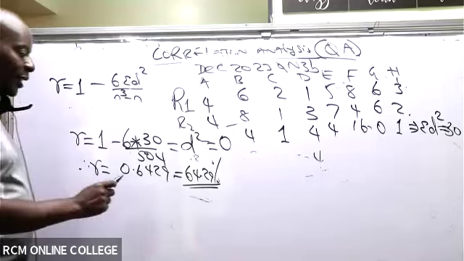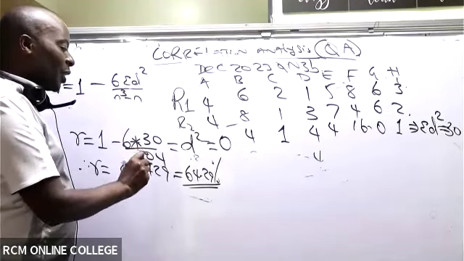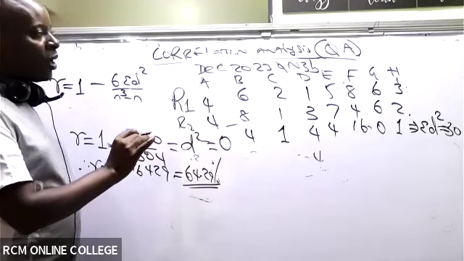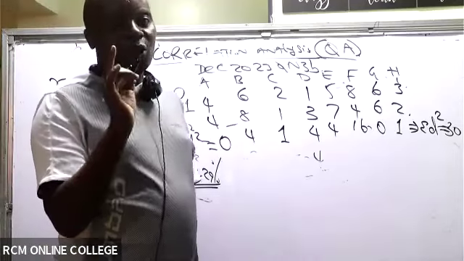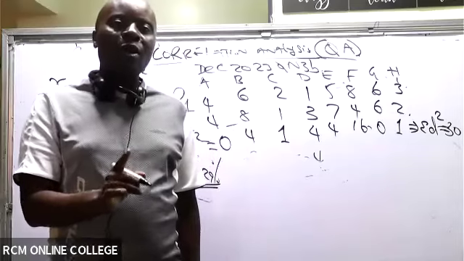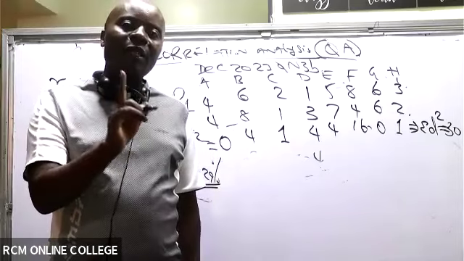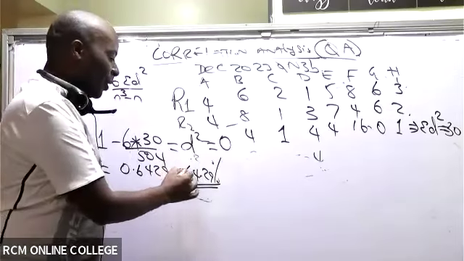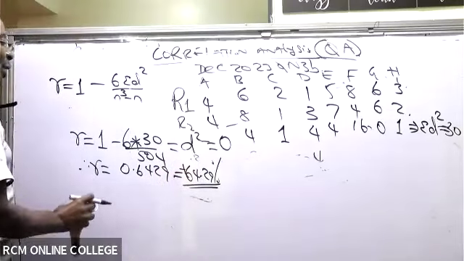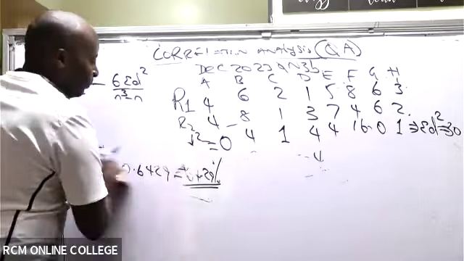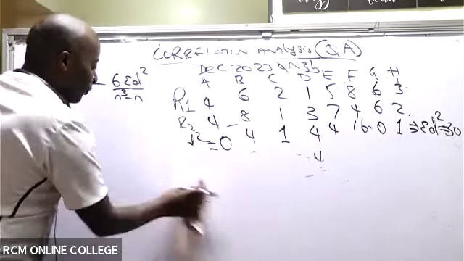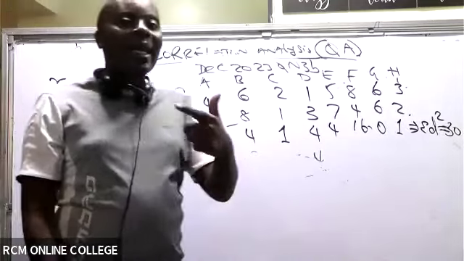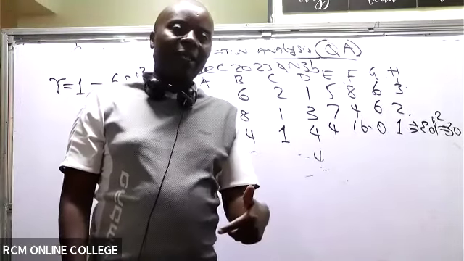Then how do we interpret this? I told you that this will give us direction. First of all, judge one and judge two have in this case a positive relationship. There is a positive relationship between the ranks of judge one and judge two, meaning that they are in agreement.